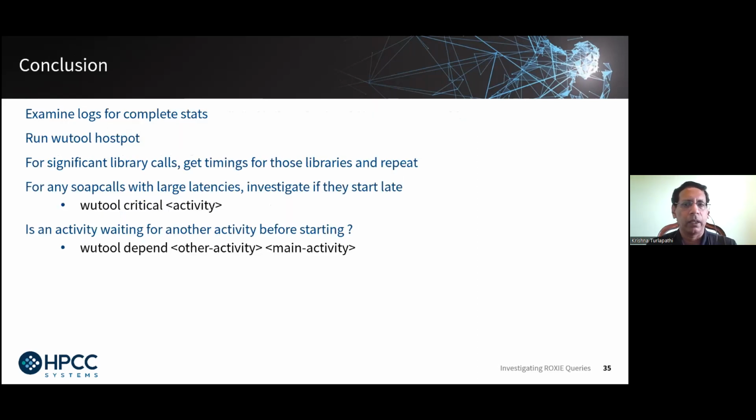Now, in conclusion, when you're trying to identify issues with query performance, look at the logs for complete stats. The logs will give you a lot of information, as we have seen previously. They'll give you informational messages, which will tell you that something is going on or you're pulling too much data, but not necessarily an issue. They'll also give you information in the log files about problems, which could be a problem with the ROXIE, with the query, with the network or some of the nodes, like the messages we have seen previously. Then look at the log files and pull the complete stats for the query.